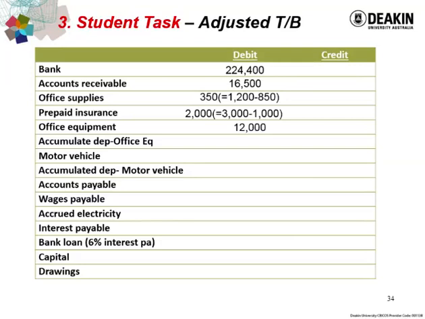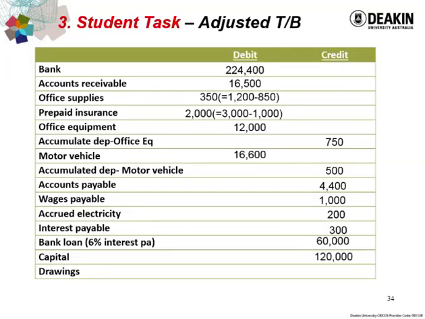Office equipment, 12K debit. Accumulated depreciation for office equipment is $750. We need to credit this. Motor vehicle 16.6K debit. And we have accumulated depreciation for motor vehicle credit 500. Accounts payable 4.4 credit. Wages payable 1K credit. Accrued electricity credit 200. Interest payable credit 300. We have bank loan 6% interest per annum. So the principal amount for the bank loan is credit 60K.